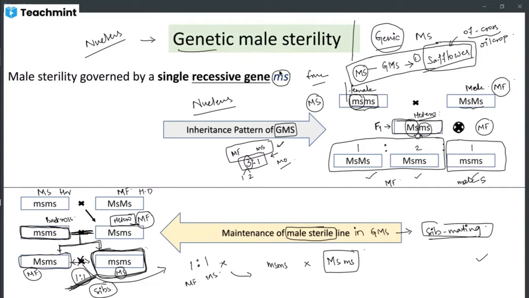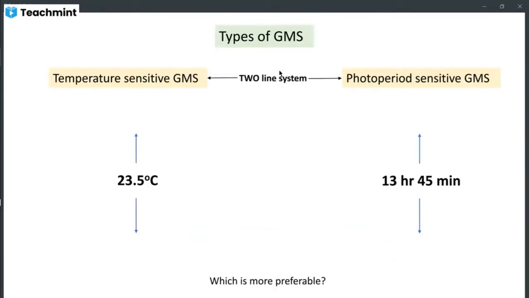And now we will see the different types of genetic male sterility. In case of genetic male sterility, there are classically two types. One is temperature sensitive genetic male sterility and the other is photoperiod sensitive genetic male sterility. So we can simply call them TGMS and PGMS. Okay. See, these TGMS and PGMS are mostly seen in rice.